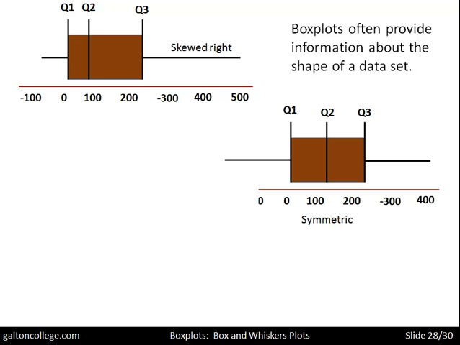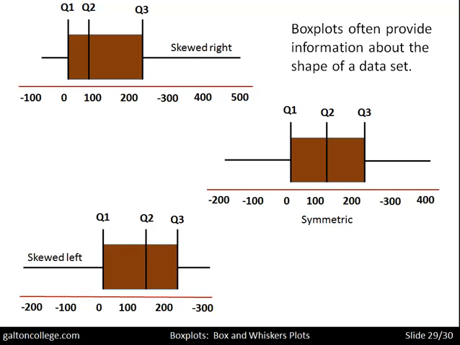The one on the top on the left, it's skewed to the right. The whisker on the right is much longer than the one on the left. So the symmetric one, both are equal. And obviously the one on the bottom left is skewed to the left. The whisker on the left is much longer than the whisker on the right.